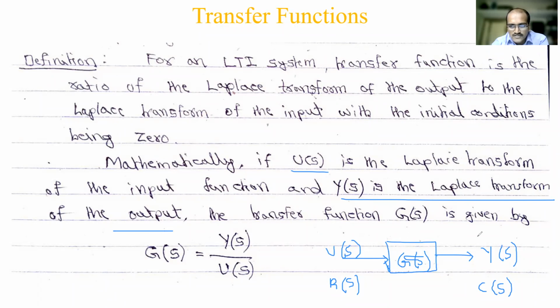Then the transfer function is given by, so what is the transfer function? It is the ratio of the Laplace transform of the output to the Laplace transform of the input. So output is y of s and the input is u of s. Output by input, it's like a gain. And if you have c of s and r of s, it is also called c of s by r of s.